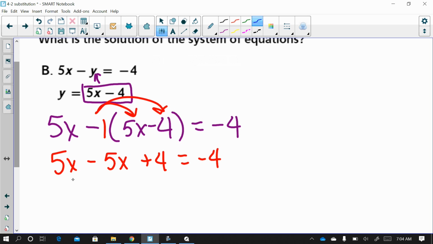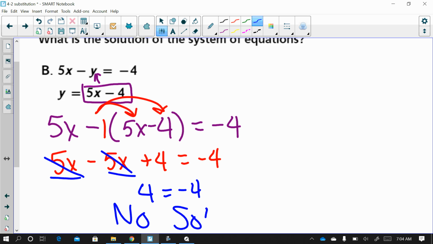Combine our like terms, 5x minus 5x, oh, that just cancels. We get 4 equals negative 4. Well, 4 definitely does not equal negative 4, so that doesn't make sense at all. So that means no solution.